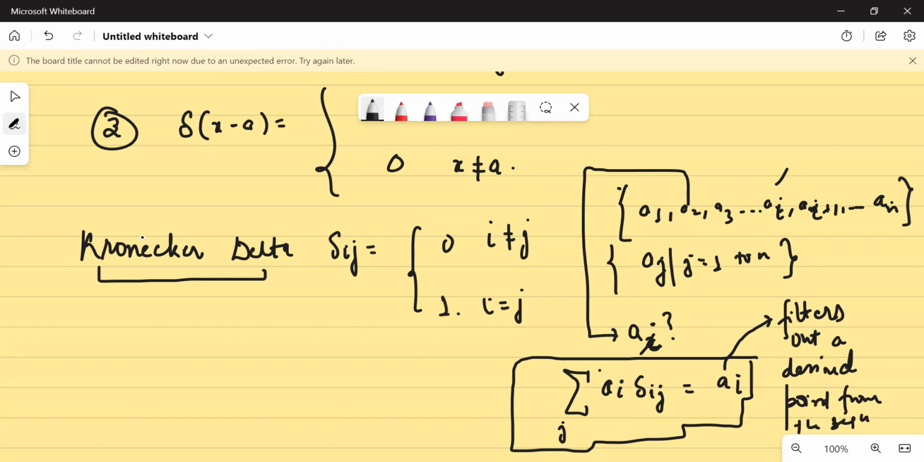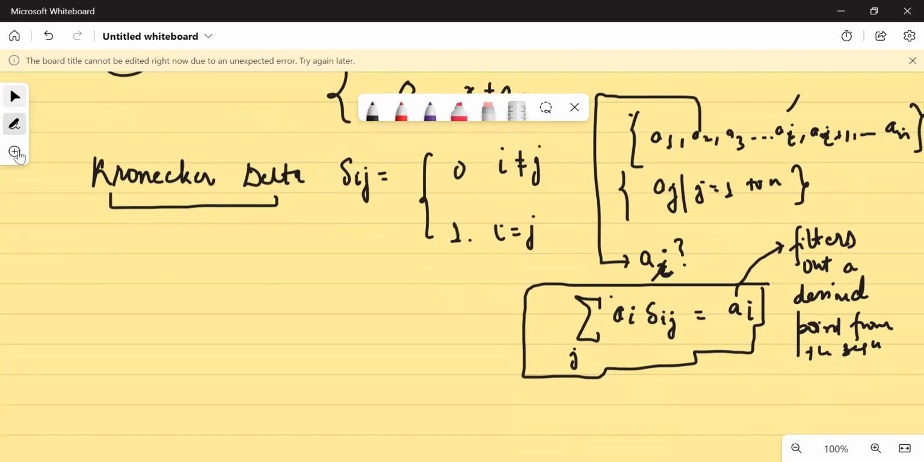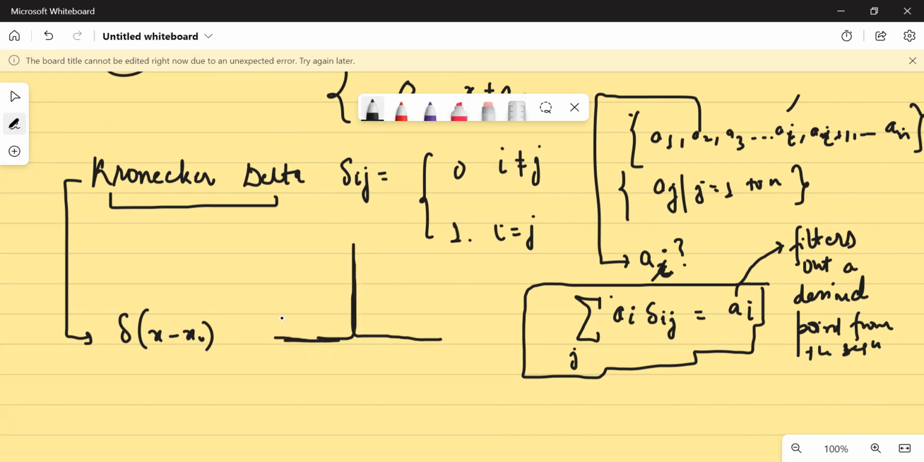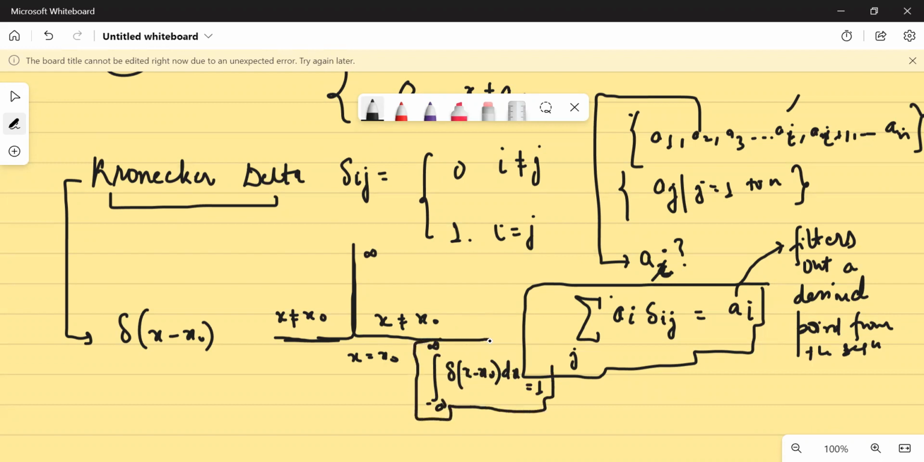Similarly, let's see how the Dirac delta function would behave. Say my Dirac delta function is at x equal to x naught. That means at x equal to x naught, I have an infinite contribution, and otherwise I do not have any contribution. At x not equal to x naught, I have 0. At x equal to x naught, I have this infinite spike, with the condition that the integral from minus infinity to infinity of Dirac delta of x minus x naught dx is equal to 1. So this is the property of the function.